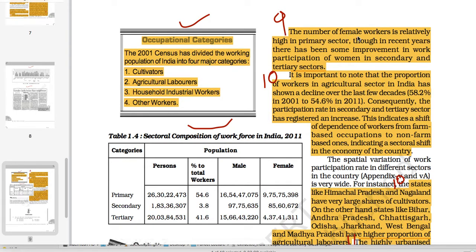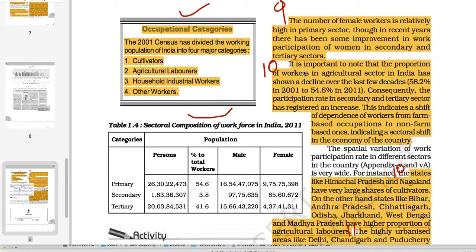Ninth point is the number of female workers is relatively high among all these sectors, secondary or tertiary, the female workers are more here. So in the primary sector, in recent years there is improvement in work participation of women. We can see in this table the percentage of female workers is more in primary sector, but in recent years females are also participating in tertiary or secondary sector.